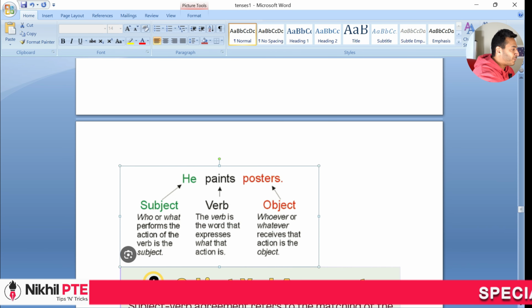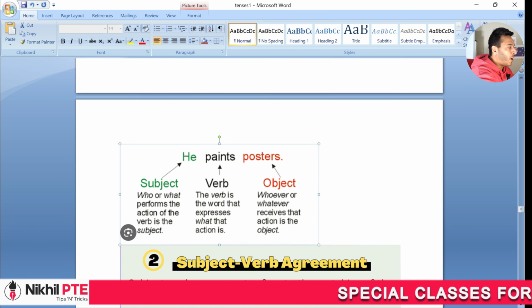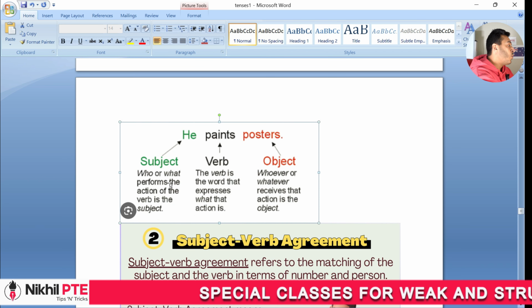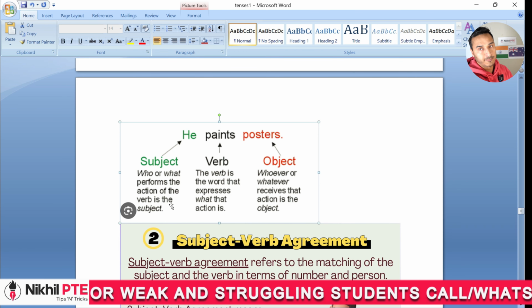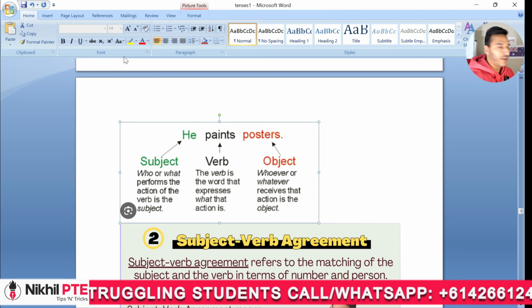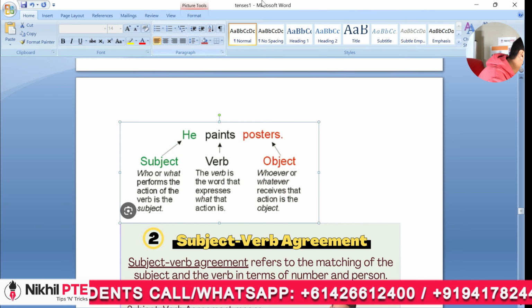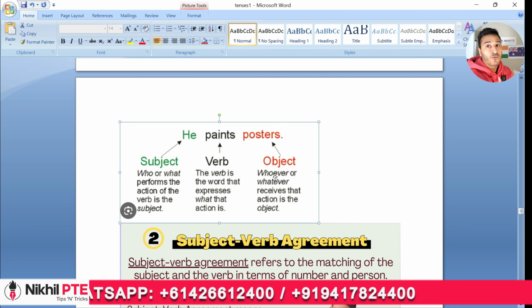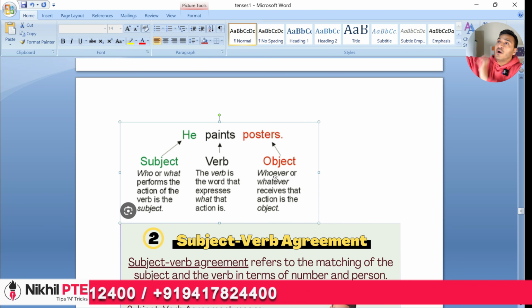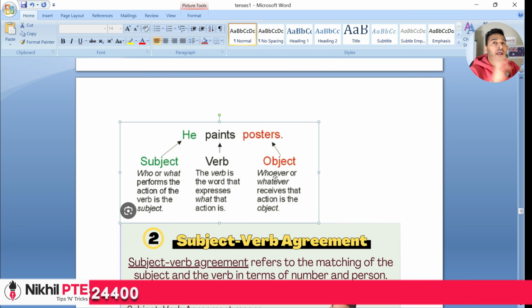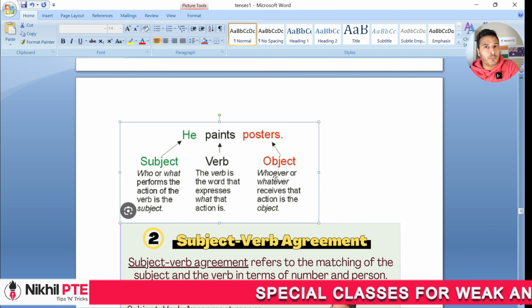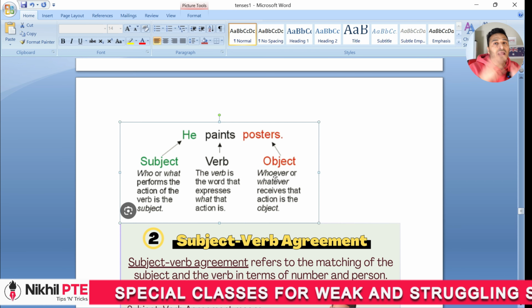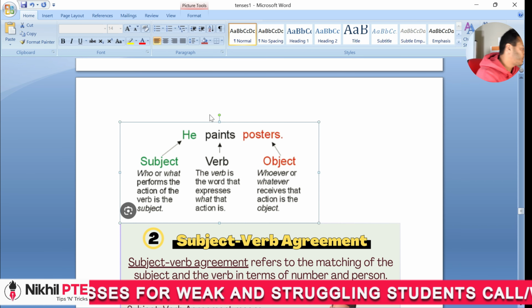Okay, so let's talk about more in detail. I told you I will explain subject and object. He, who or what performs the action of the verb is the subject. Paints, obviously verb, kind of action, and posters, that is the object. Who is doing and what you are doing: who is doing means subject, and what you are doing, that is object. Or in other way we can say starting point and ending point. Starting point is subject, ending point is object.